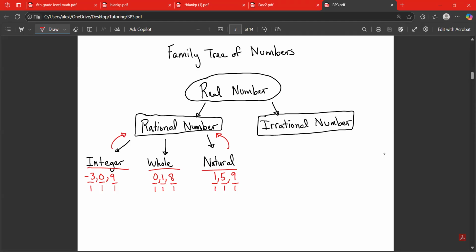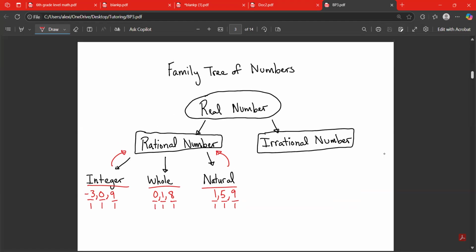All right, so that is the end of lesson 3. It's all about the family tree of numbers. Every number is a real number. Real number is broken into rational and irrational, and then rational is broken into integer, whole number, natural number.